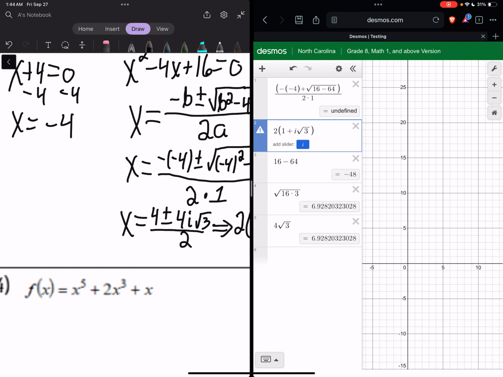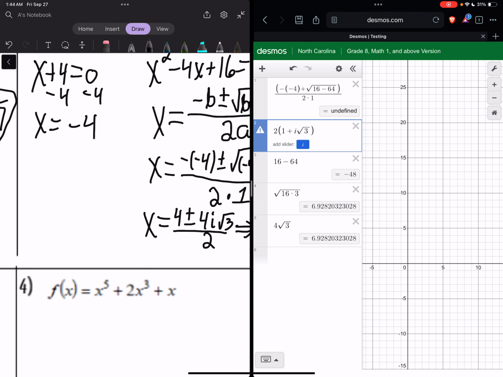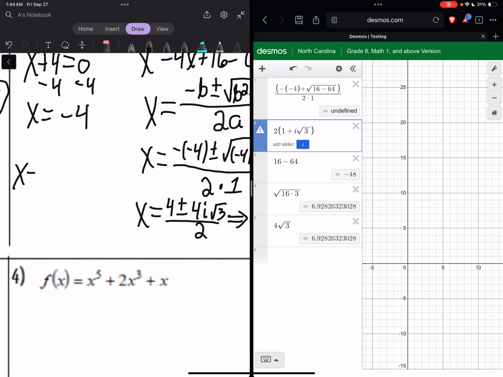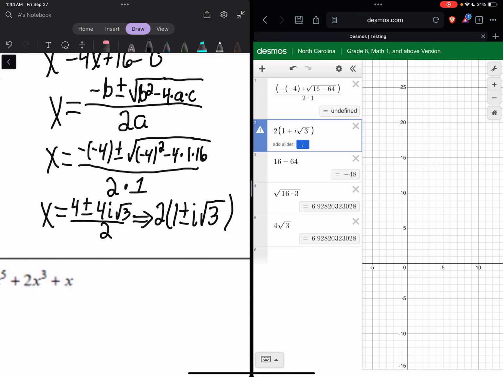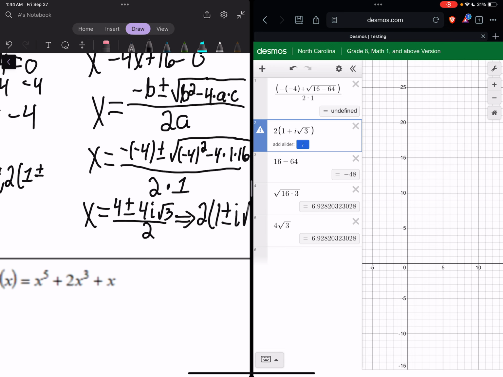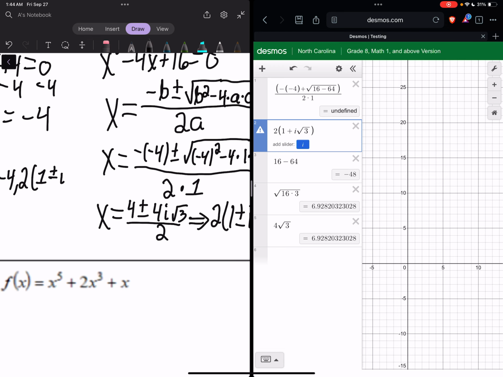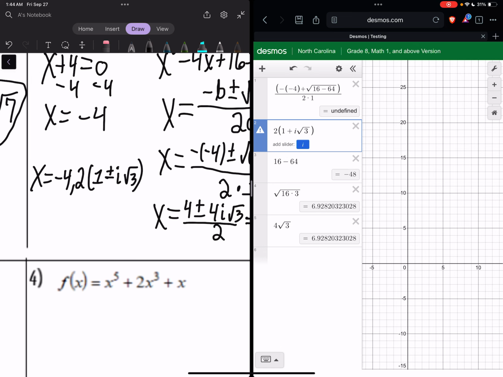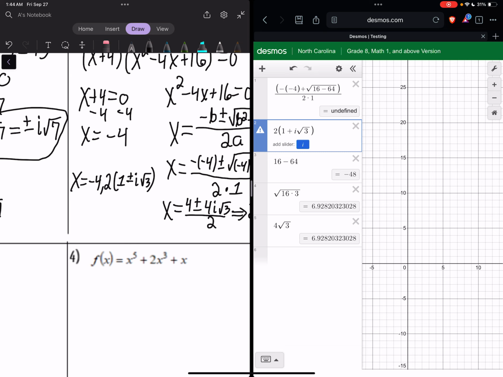So my 3 solutions: x is equal to negative 4, which is by far the easiest solution, and 2 times the quantity 1 plus or minus i square root 3. I'm going to write it this way for all 3 solutions. I'm not going to break apart the plus or minus, simply because I don't want to.